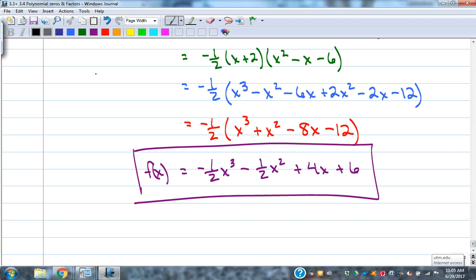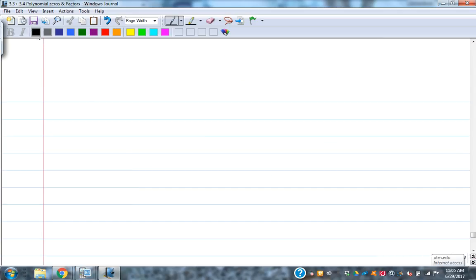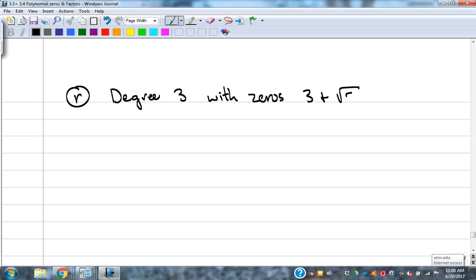Let's do a couple more of these, and then get the exceptions here. Or let's say degree 3 with zeros 3 and square root of 5. And I'll shorten it up here with a equal to 1. So I'll go ahead and give you a is 1.